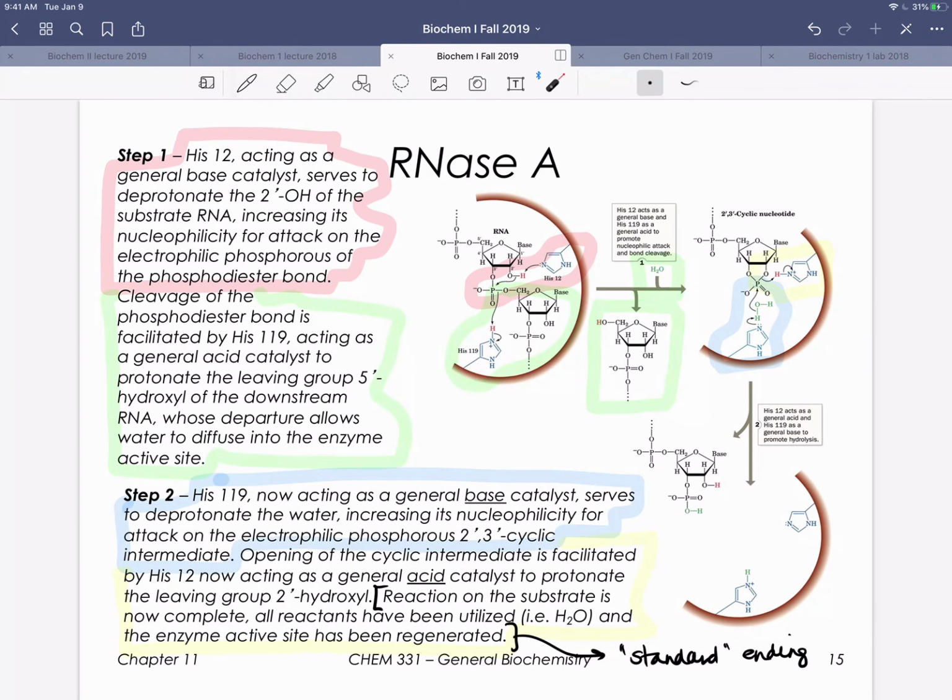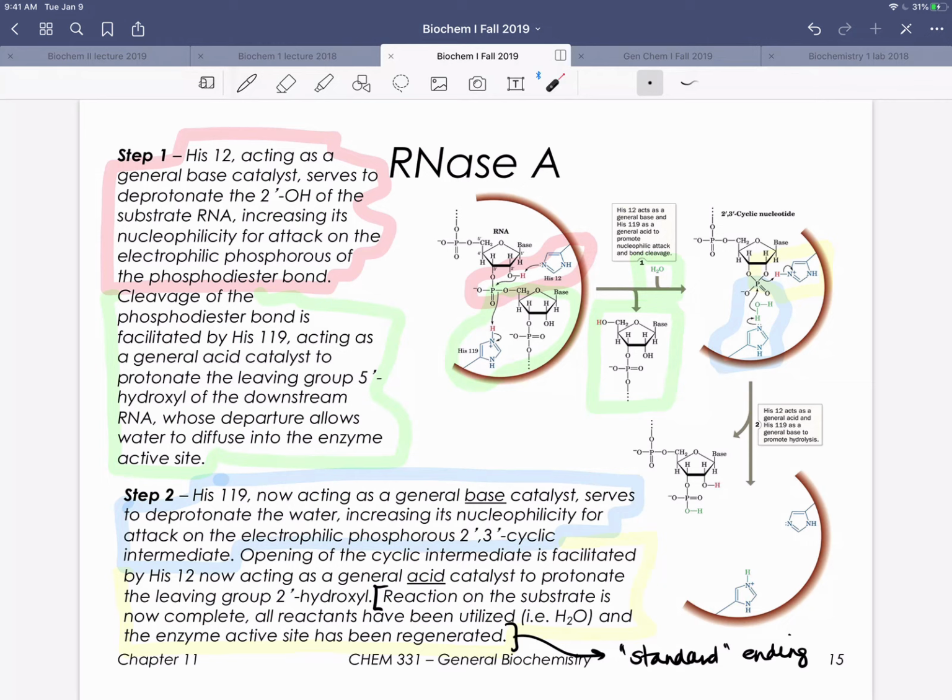All right, so we're going to detail the enzyme active site. This is a busy slide here, but I highlighted in different colors where we see the chemistry happening. Okay, so we're going to start over here. Always look where arrows start. That's going to help you detail the enzyme active site. So here we have histidine 12 acting as a general base catalyst because it's serving to deprotonate the 2' hydroxyl of the substrate RNA. That's important because it increases its nucleophilicity towards attack on the electrophilic phosphorus of the phosphodiester bond. So that's what happens in these first 2 arrows.